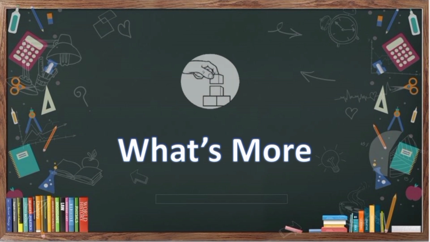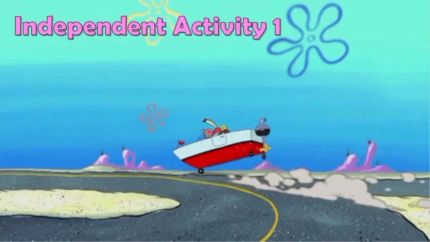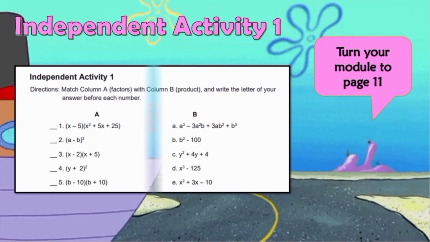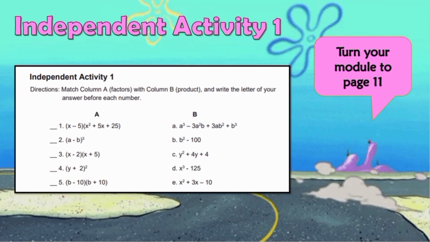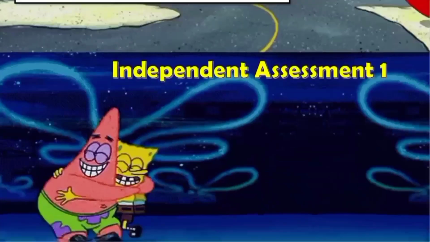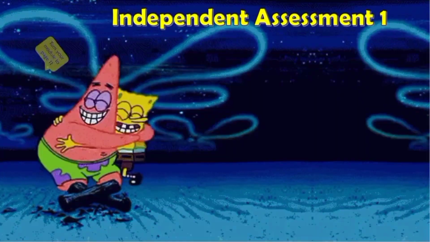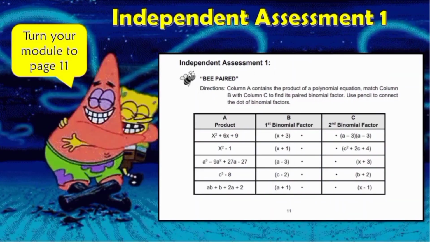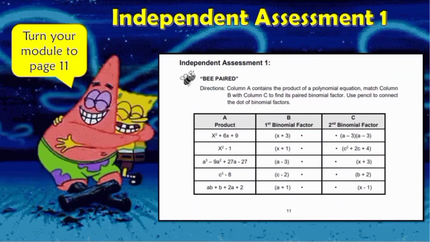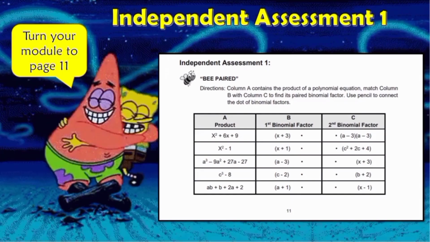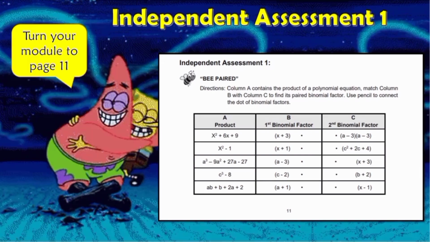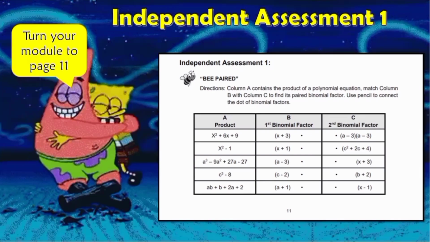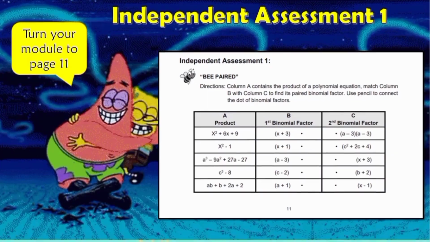What's more? Dependent activity number 1. Turn your module to page 11. Match column A, which is the factors, with column B, which is the product, and write the letter of your answer before each number. Independent assessment number 1. Turn your module to page 11. Column A contains the product of a polynomial equation. Match column B with column C to find its paired binomial factor. Use pencil to connect the dot of binomial factors.